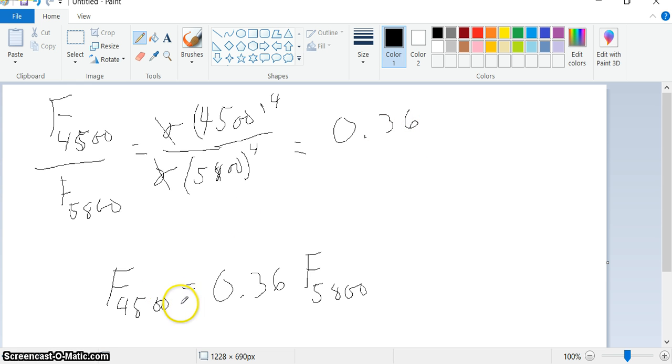All right, so when you solve this, you find that the sunspot flux is only 36% the flux of the photosphere. That's the idea, all right? 0.36, of course, is 36%.